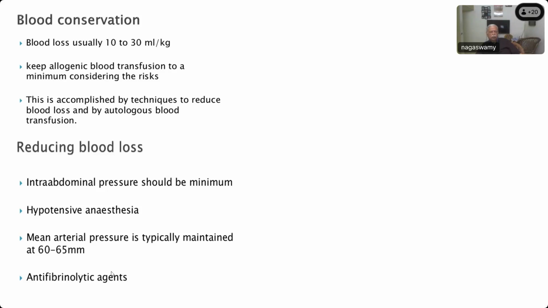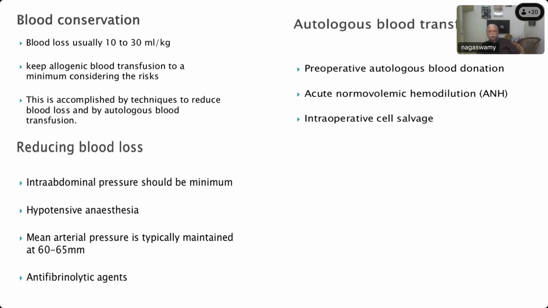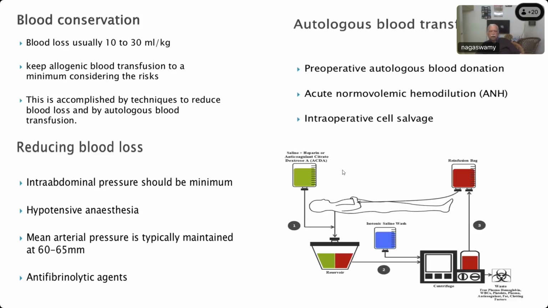This one I forgot: what we use nowadays routinely is tranexamic acid, which can be given at the beginning as well as at the end of the procedure. And you can use autologous blood transfusion, or acute normovolemic hemodilution, or intraoperative cell salvage, or you can infiltrate the operative site with dilute adrenaline-containing solutions like adrenaline saline, or permit local anesthesia.